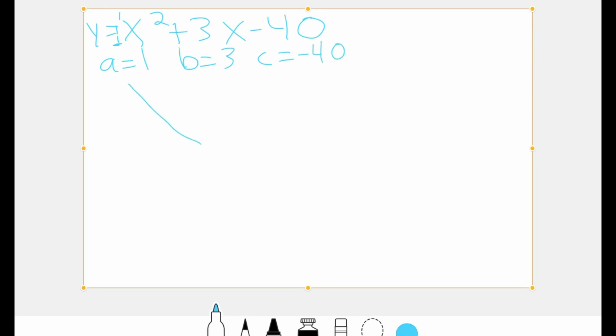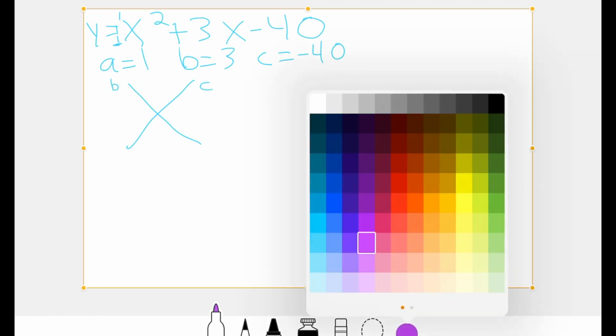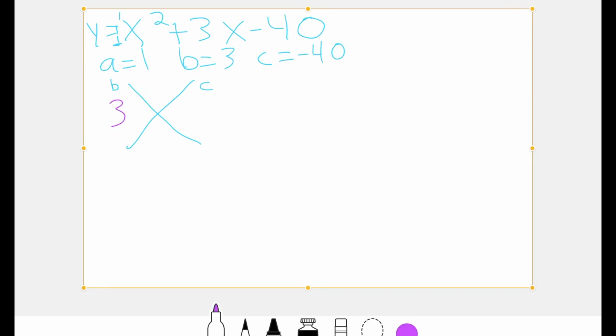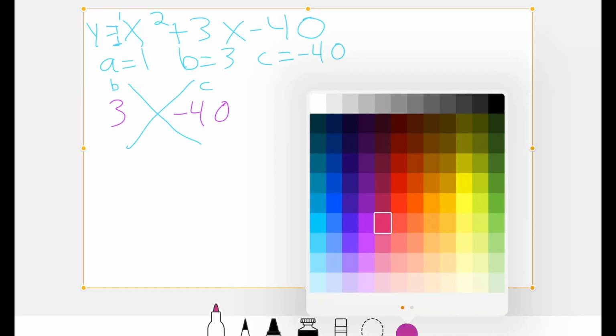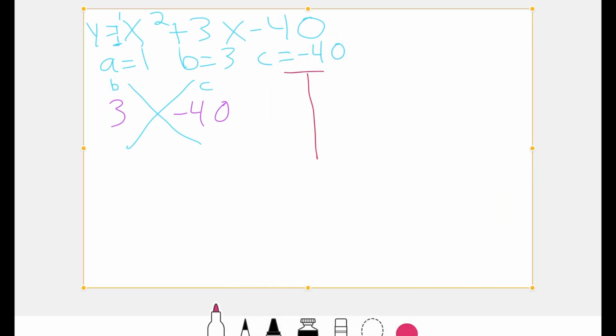So we're going to go straight to our big X method, which we have our b over here, our c over there. So our b comes over here, our c is negative 40. We're going to create a t-table. So the smallest number that can go into 40 is 1. So 40 divided by 1 gives us 40. We can go down for a while, 3, 4, 5, 6, 7, 8, so on and so forth. So 40 divided by 2 gives me 20.